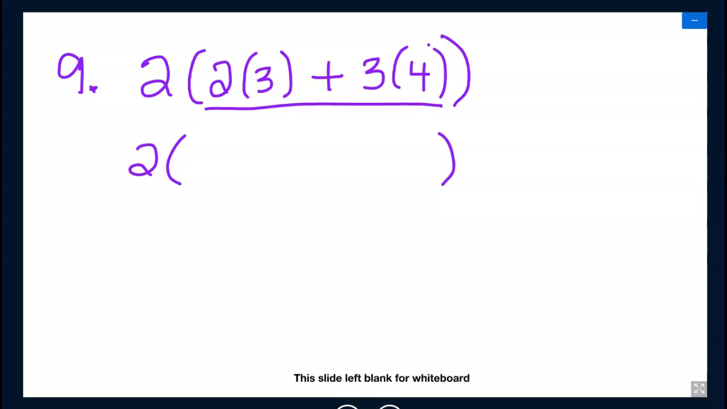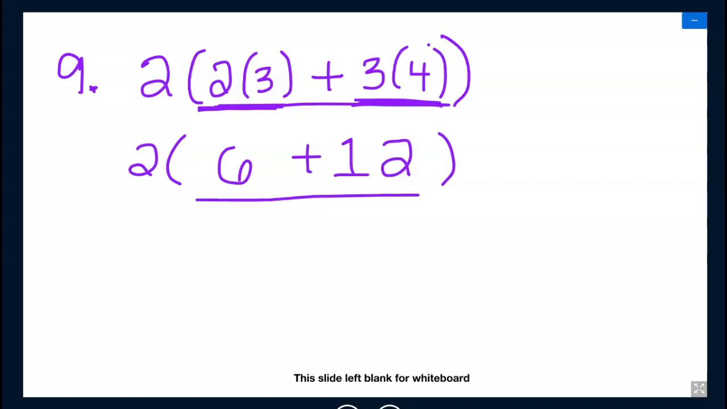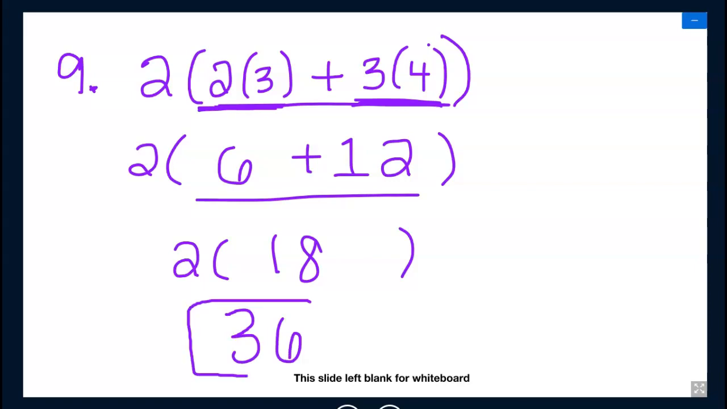Any thoughts, anybody? What do we do first? Zoe? Yeah, 2 times 3. And then next, 3 times 4. Nevaeh, what's 3 times 4? Very good. Okay, so Logan, you told me to simplify inside my parentheses. What does 6 plus 12 simplify to? Perfect. And 2 times 18, Abby? Awesome. All right, guys, any questions on any of those?